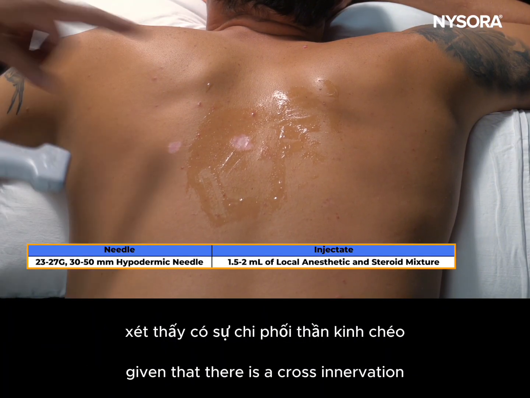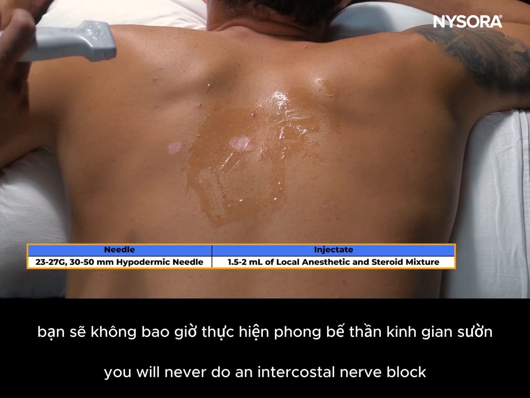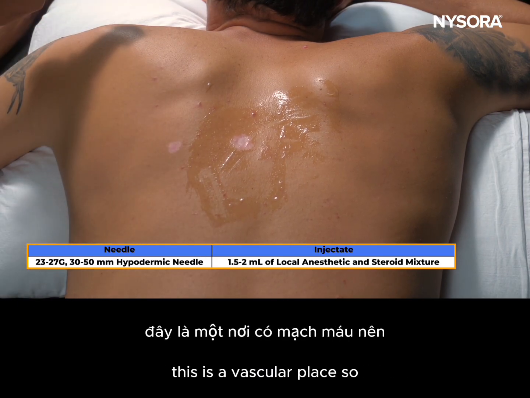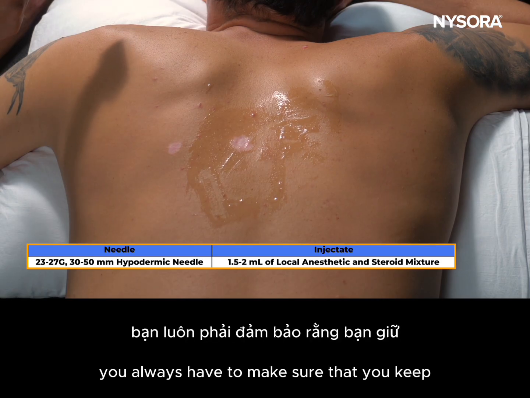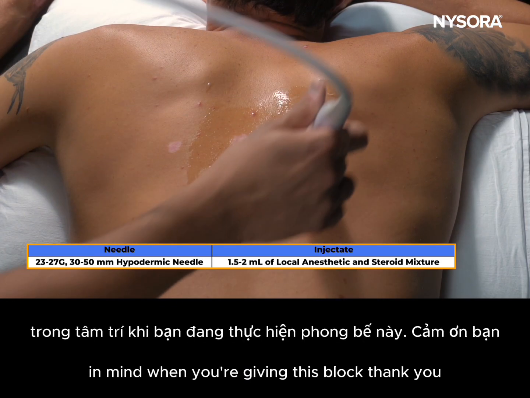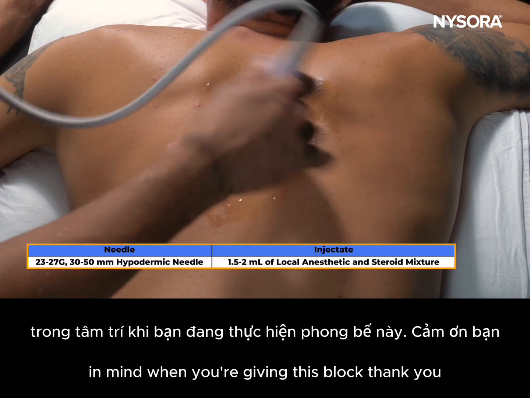Given that there is cross innervation, you will never do an intercostal nerve block at one level. You will be performing it at multiple levels. This is a vascular place, so you always have to make sure that you keep the dose of local anesthetic in mind when you're giving this block. Thank you.